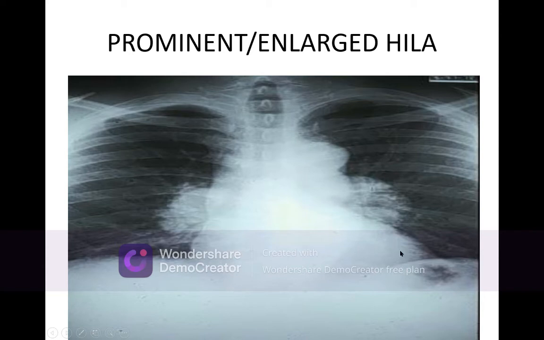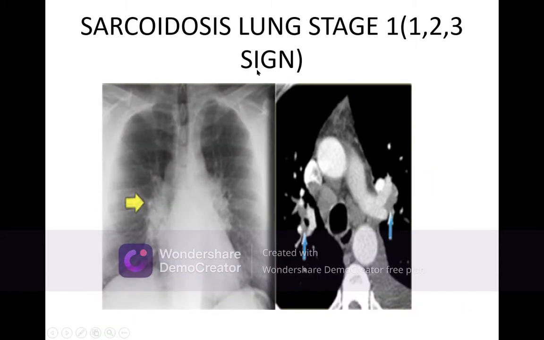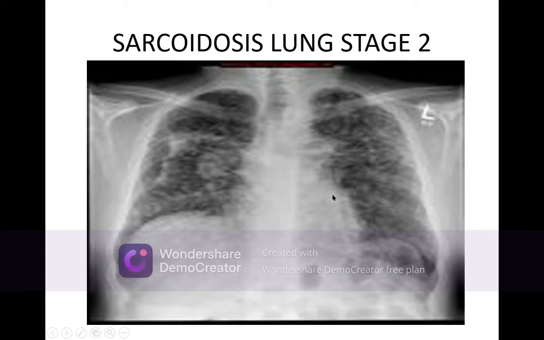These are the cardiac shadows. This is the enlarged hilar. This is the enlarged hilar, prominent as well. Sarcoidosis has stages 1, 2, and 3 signs. The first one is bilateral symmetrical lymphadenopathy, which is seen here, and on CT also. Second stage, in which we will find the lymphadenopathy along with the reticulated appearance that is seen in this case, micronodular densities, reticular nodular shadowings reaching towards the lateral part of the chest.